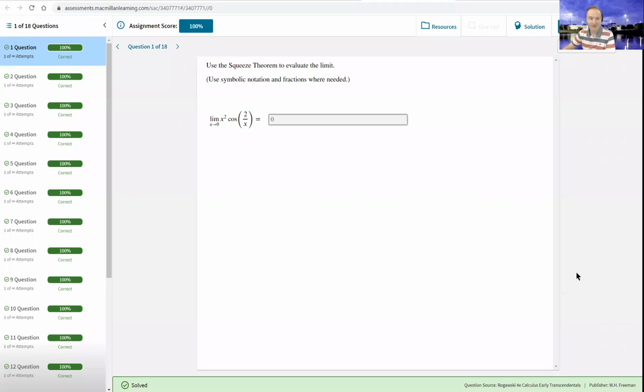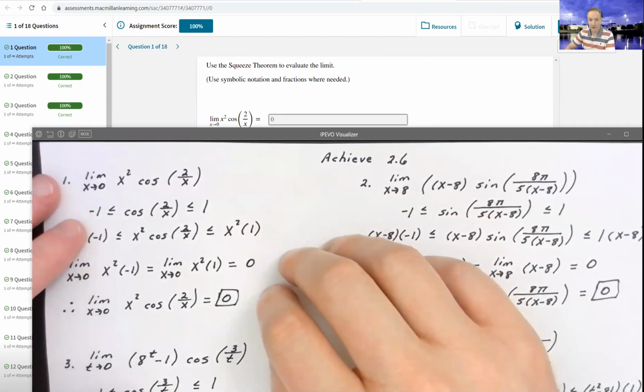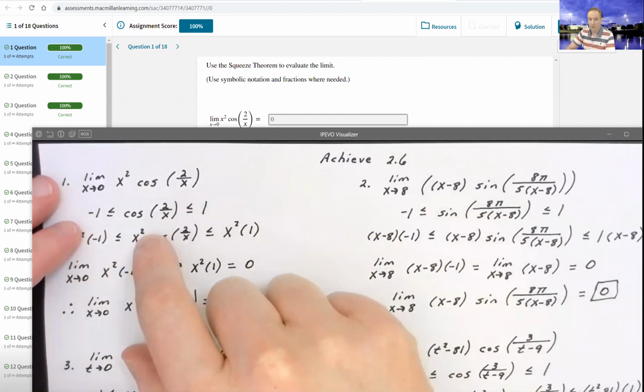Hi all, we're taking a look at the Achieve Section 2.6 homework assignment. This one's unfortunately a little quick just because of the limitations of the platform not allowing you to show all of the work in these squeeze theorem proofs.